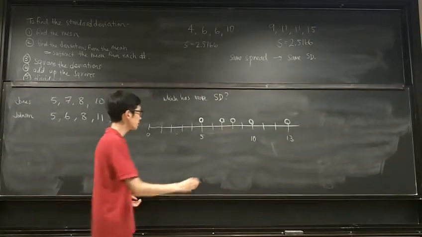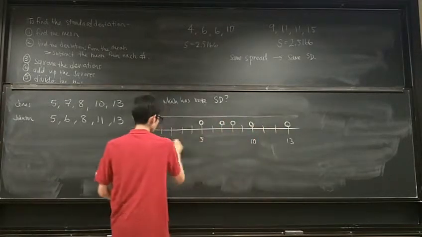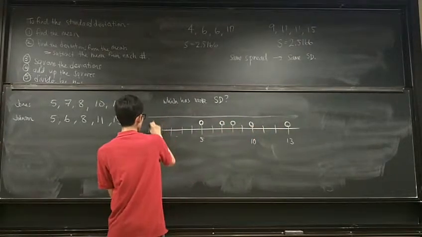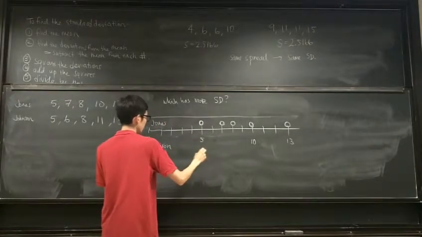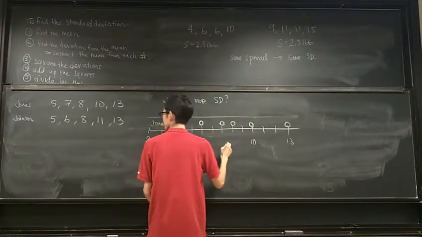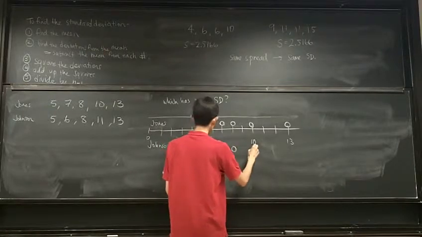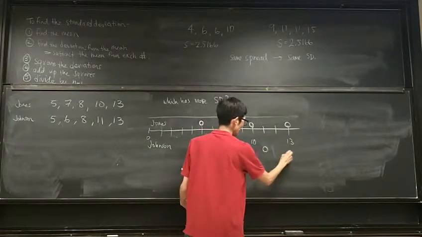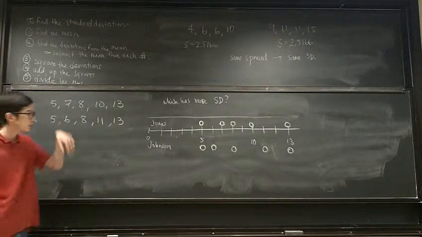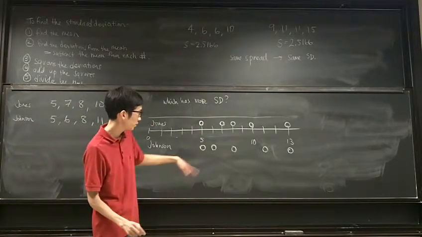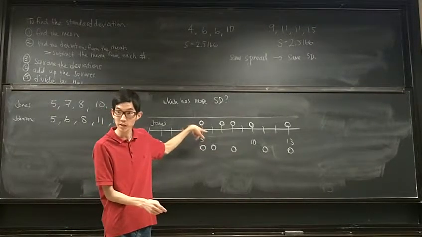The Johnson family, let's go down here. So this is Jones, and this is Johnson. 5, 6, 8, 11, 13. Okay. Can we see a little bit more spread in this one than this one? Can we see that? Yes.